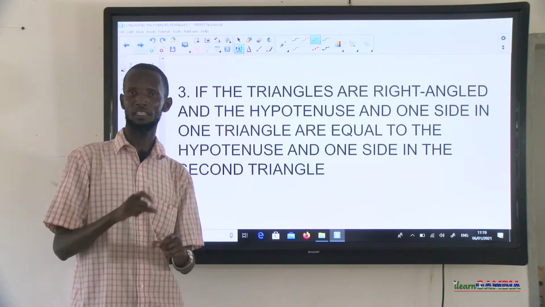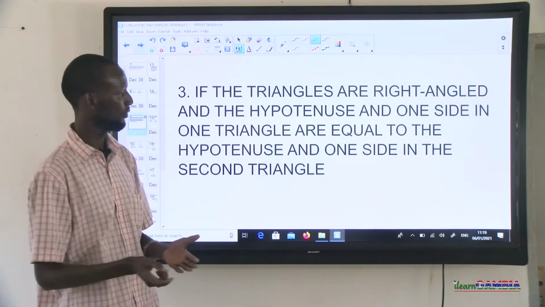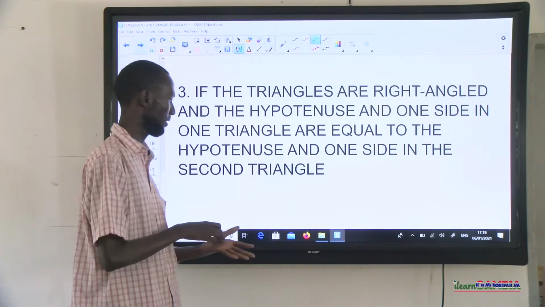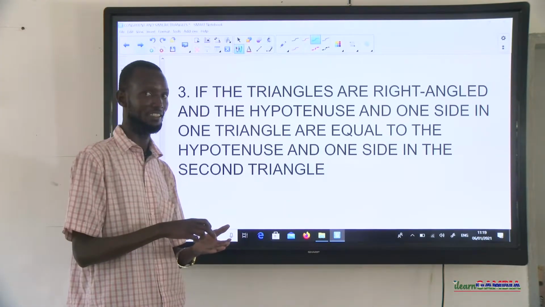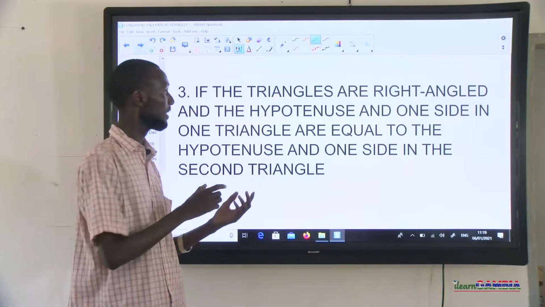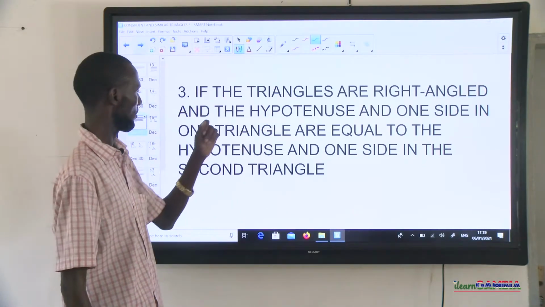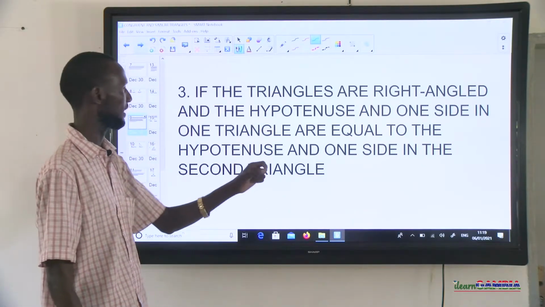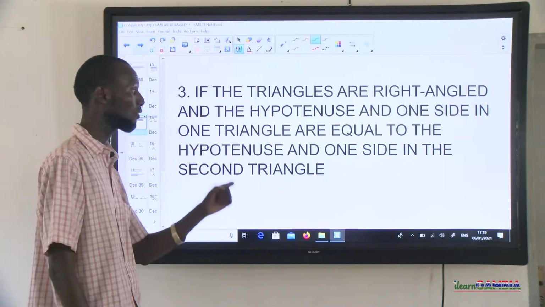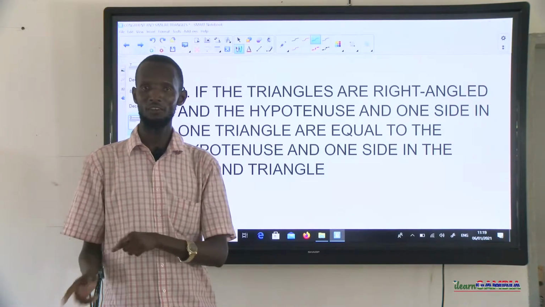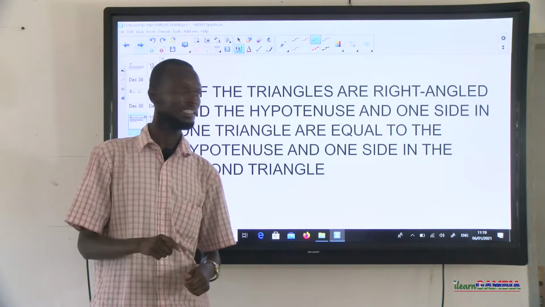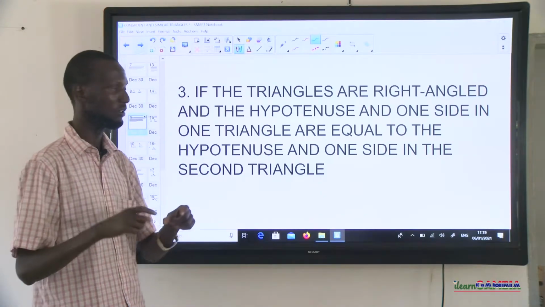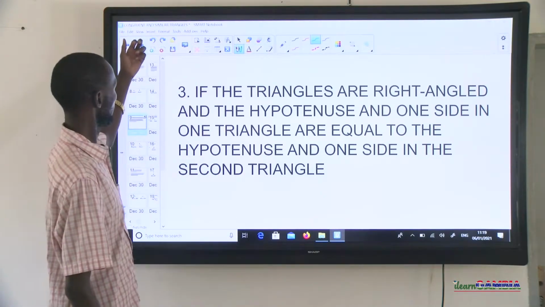We know what right-angled triangles are. And also we know that on a right-angled triangle, the side opposite the 90 degrees is the hypotenuse, all right? So here, if the triangles are right-angled and the hypotenuse and one side in one triangle are equal to the hypotenuse and one side of the second triangle, then we can conclude that those two triangles are also congruent.